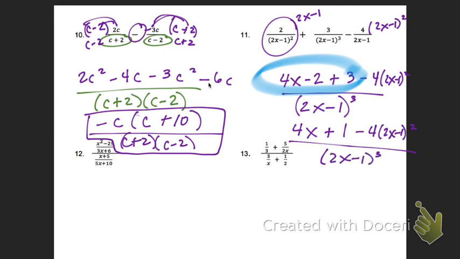Can the 2x minus 1s cross out? No, I can't. You know what? I'm gonna have us keep simplifying it because you're gonna think that the 2x minus 1s cancel out, since I've been asked that question twice. So let's FOIL it out and keep simplifying. What would that be? 4x squared minus 4x plus 1. Yep.